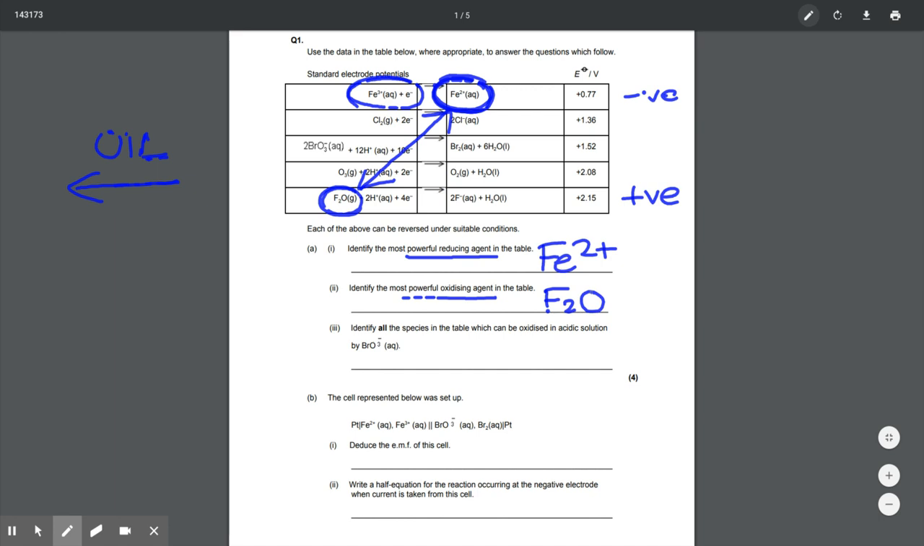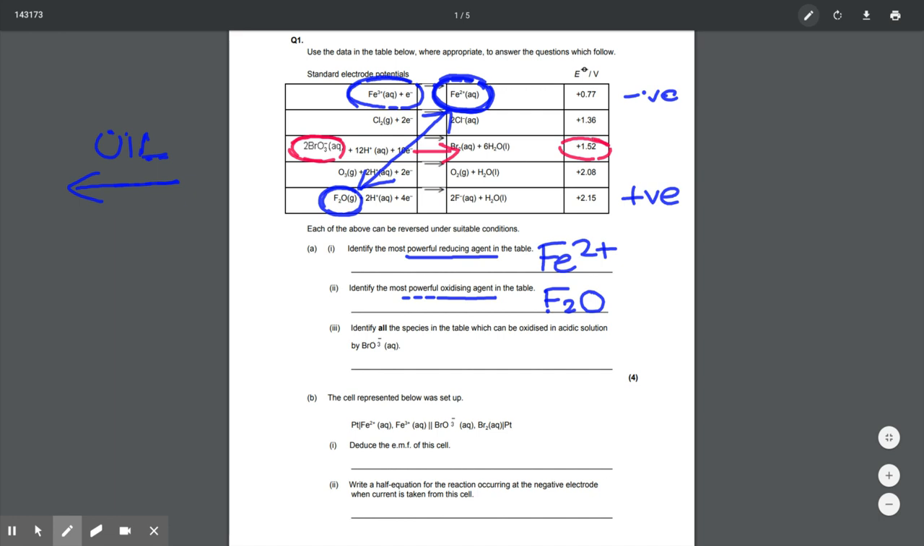And then in order to answer the final part of this question, all of the species which can be oxidized by bromate ion there. Now the bromate ion here, just changing colors, don't get confused. In order to react, this reaction is going to go in the forwards direction. This has a positive 1.52 volts as an electrode potential.